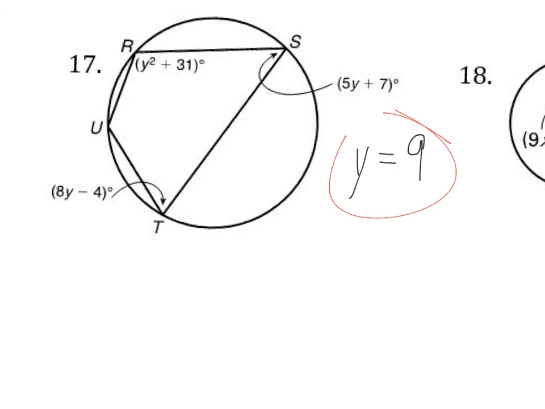So let's just plug that in and double check to see if it works. So I'd have 81 plus 31, which gives me 112, and then I'd have 72 minus 4, which gives me 68. So these two angles, opposite angles, they should be supplementary. They should add up to 180, and they do.